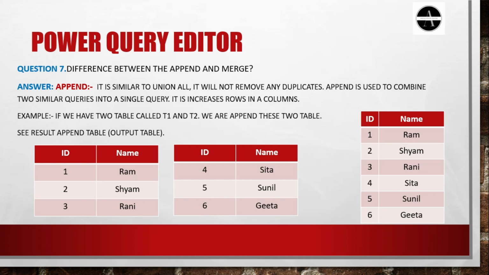So if you want to append these 2 tables, you can see we have this third output table where we have appended the queries. In query 1 there are IDs 1, 2, 3. In query 2 there are 4, 5, 6. So in the output you can see 1, 2, 3, 4, 5, 6 with name. So the requirement here is the column number should be the same, data types should be the same, and the same column names should be there. Then only we can do the append.